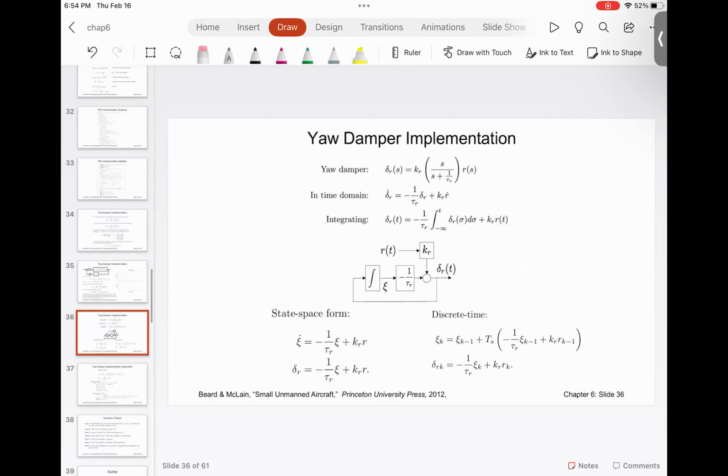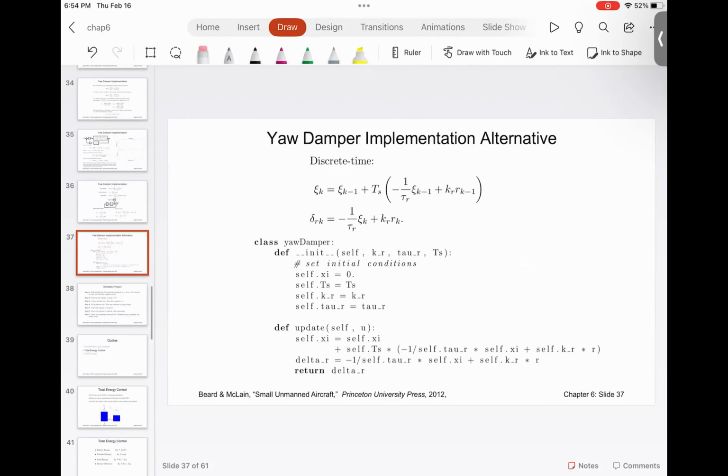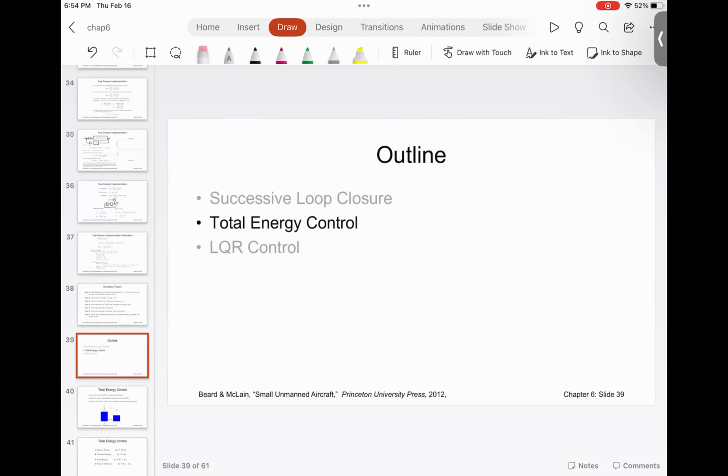So the next part is the total energy control. And again, this is based on the Lyapunov technique.